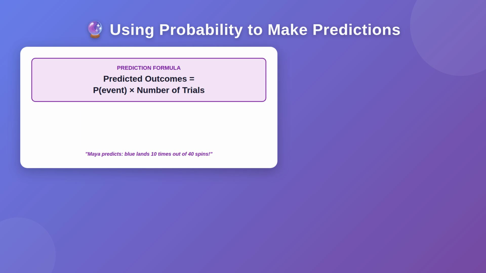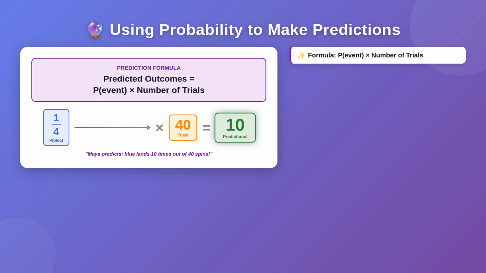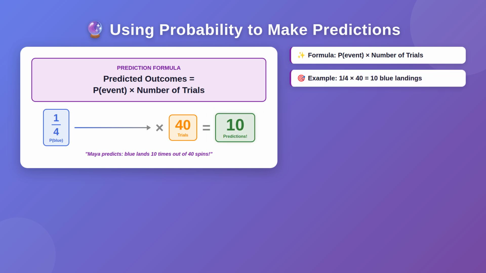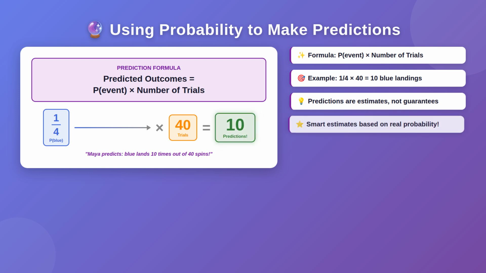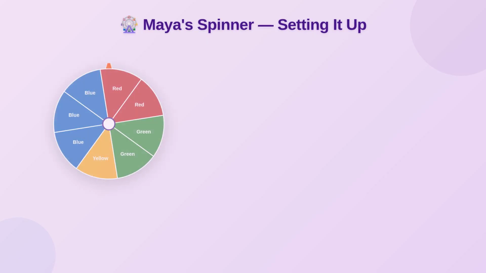Now here's the real magic, using probability to predict. The formula is simple. Multiply the probability of the event by the total number of trials. If Maya knows the spinner lands on blue 1/4 of the time and the wheel spins 40 times, she predicts it'll land on blue 10 times. That's 1/4 times 40 equals 10. This is the key idea. Probability turns into a prediction through multiplication. Remember, predictions are estimates, not guarantees, but they're really smart estimates.